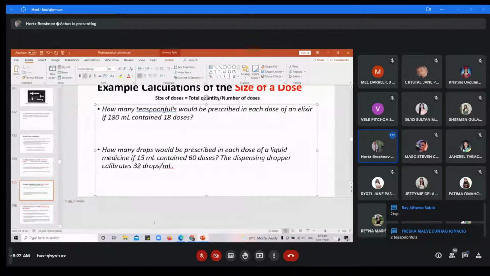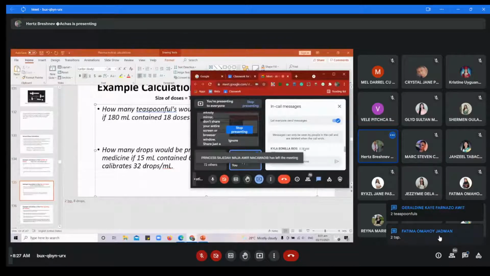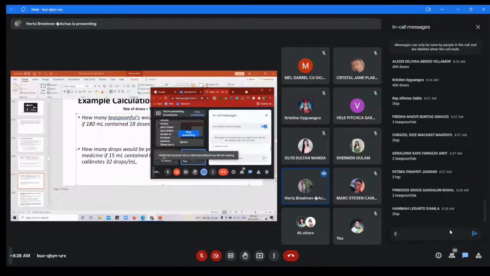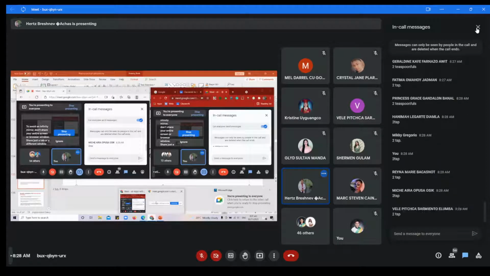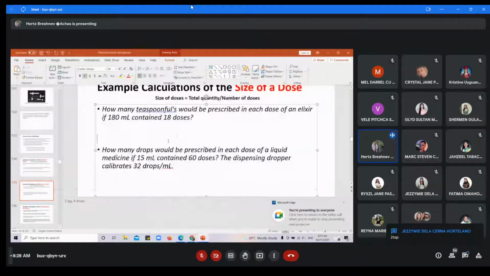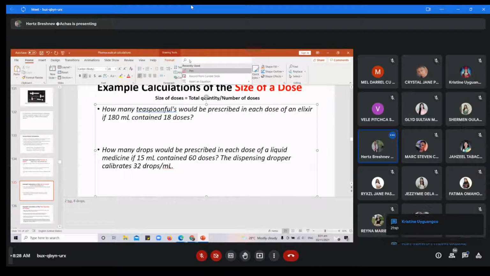No? So, simply 180 divided by 18. So please solve. Very good. So, there would be 2 teaspoons. Why? Okay. Solve this for a while.